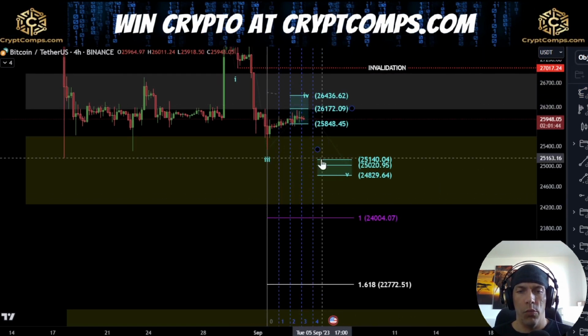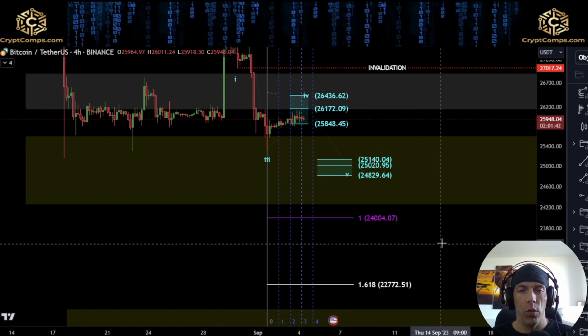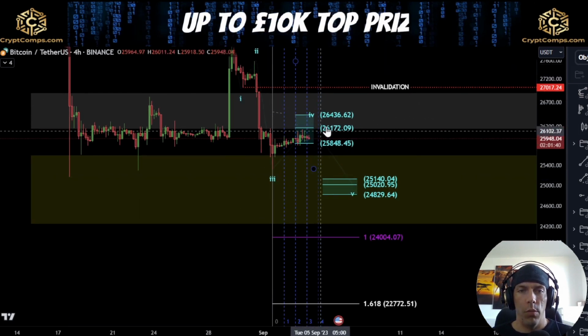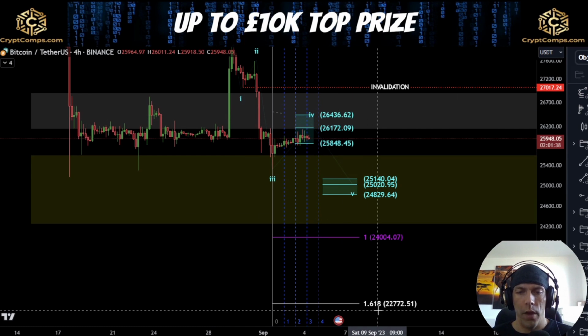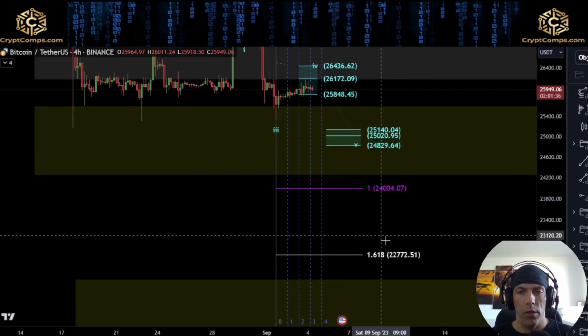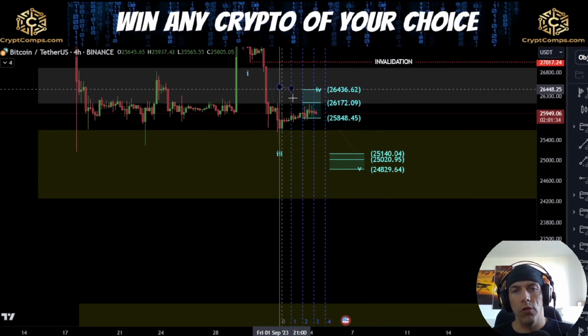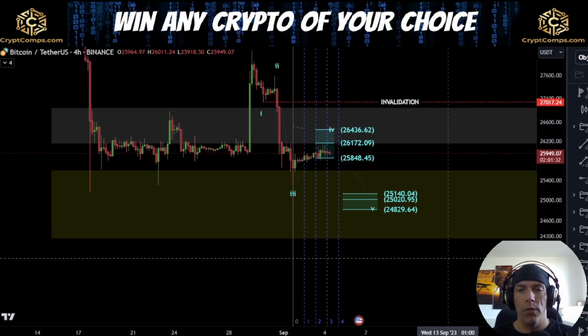22,772. If we start to see price action breaking down past that level, this would imply that within here we actually have this as a 1, 2, 1, 2, and then we're actually looking for a bigger break to the downside. But at the moment, I'm just tracking for this idea of this fifth wave to the downside.